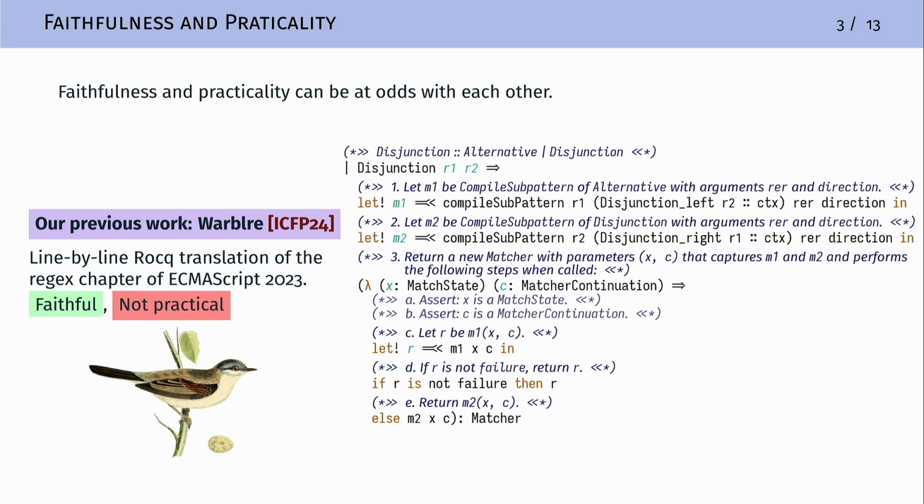Now, clearly, this was faithful to the standard because for each line, we have an equivalent line. But also, quickly, this becomes not really practical for formal verification. Even though we managed to prove a few properties with Warbler, some of them are quite complex to prove.